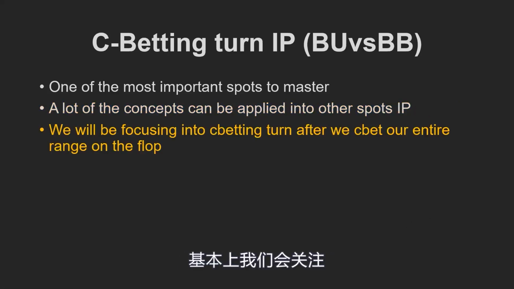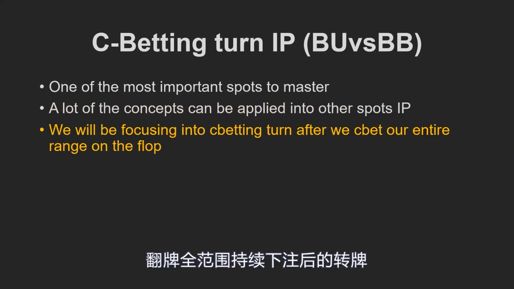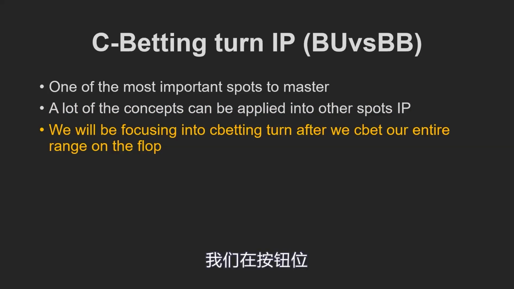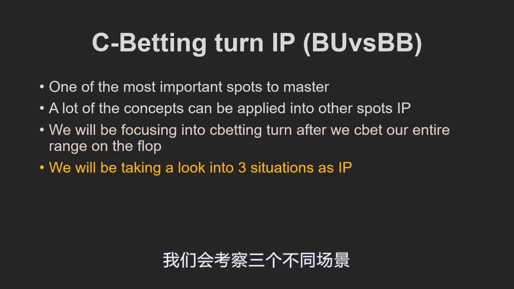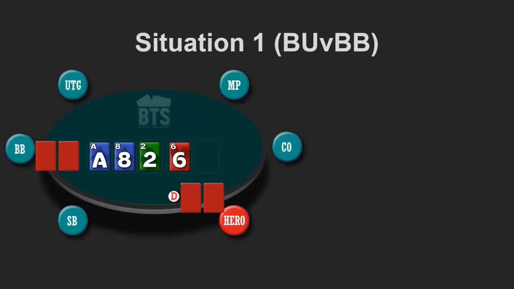So basically we're going to be focusing on c-betting turn in situations where we c-bet our entire range on the flop. So we are on the button, we c-bet our entire range on the flop, and then we're looking to bet turn. So we're going to be taking a look at 3 situations. And now let's take a look at the first situation.